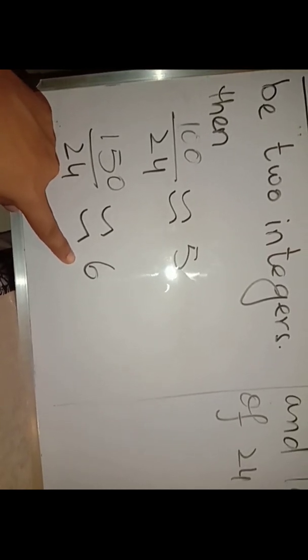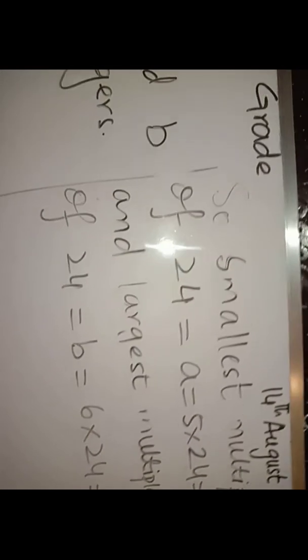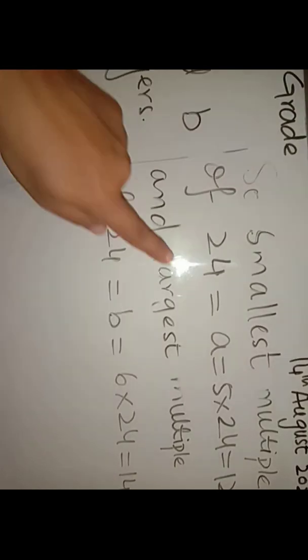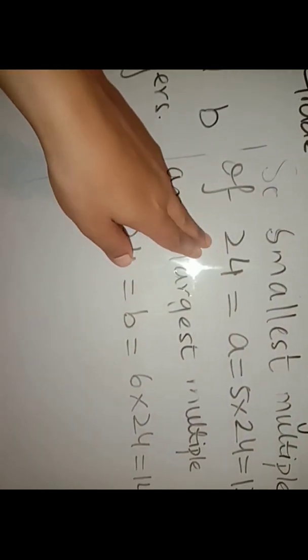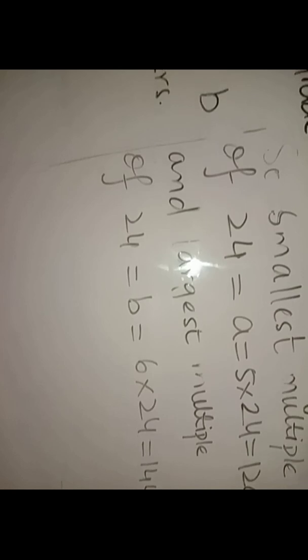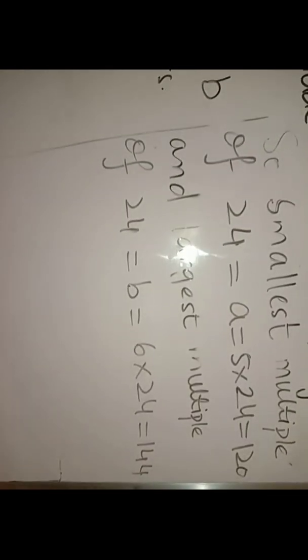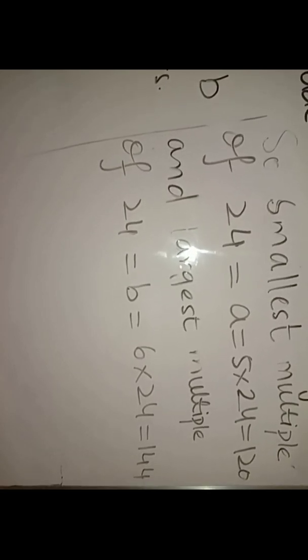So what would the numbers be? The smallest multiple of 24 is A, which is equal to 5. So we have to multiply 5 with 24, we got 120, and the largest multiple of 24 will be B, and we have 6 here, so 6 multiplied by 24 we got 144. So both the numbers between 100 and 150 will be 120 and 144.